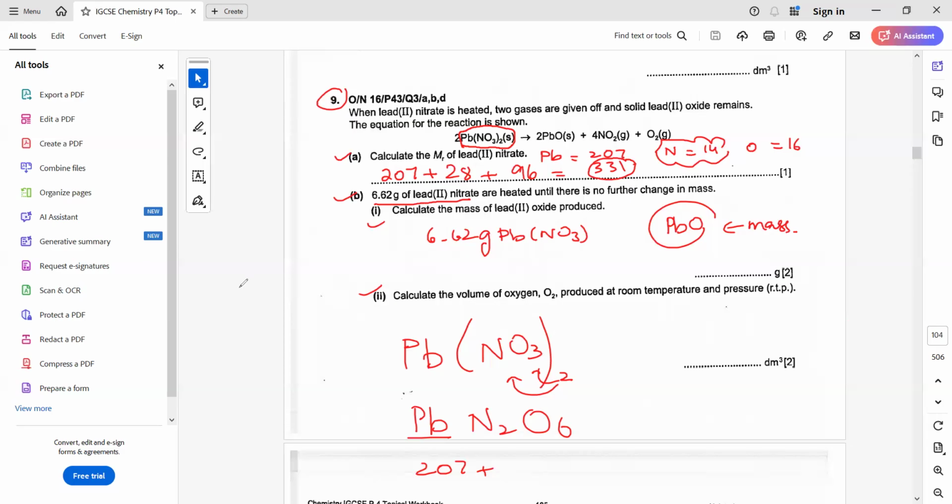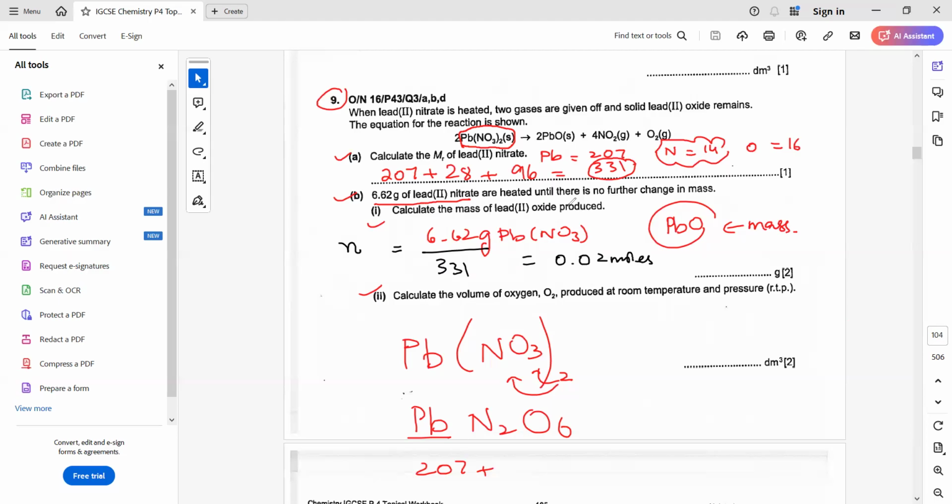Okay, so now I'll start solving this and we'll see if we have any correct answers. So basically, we have 6.62 grams of lead nitrate. If we divide this by 331, then we would be able to find out the number of moles, right? So let's divide it. 6.62 divided by 331. This is going to be 0.02 moles.